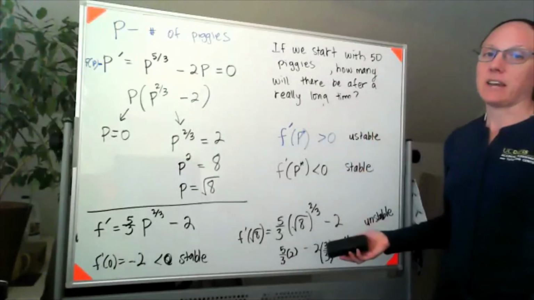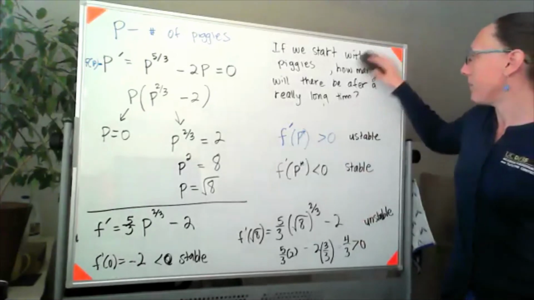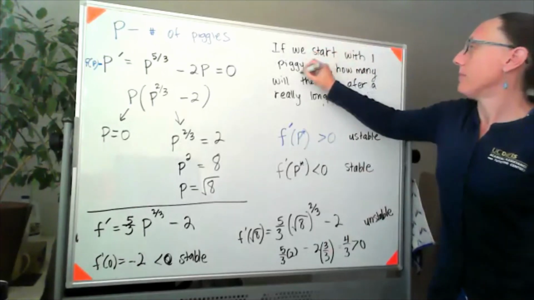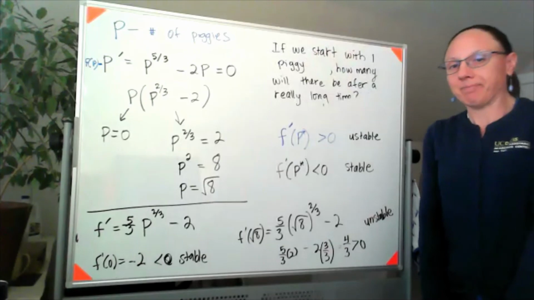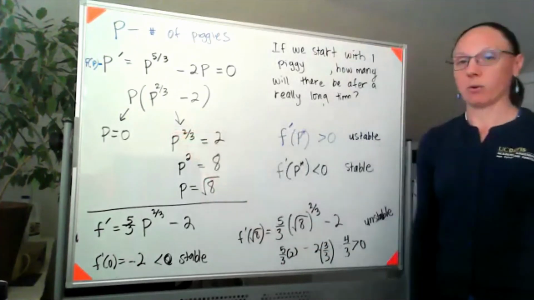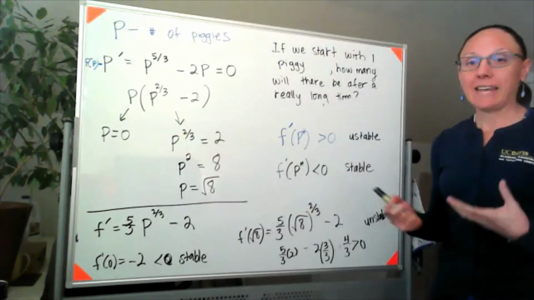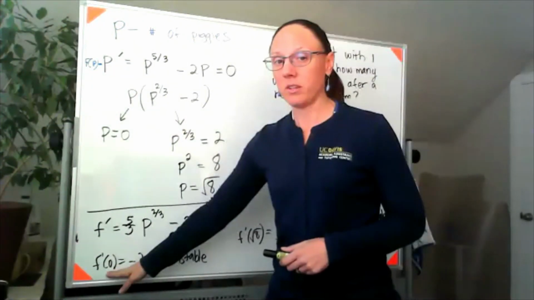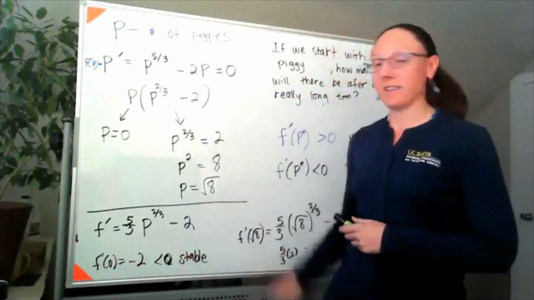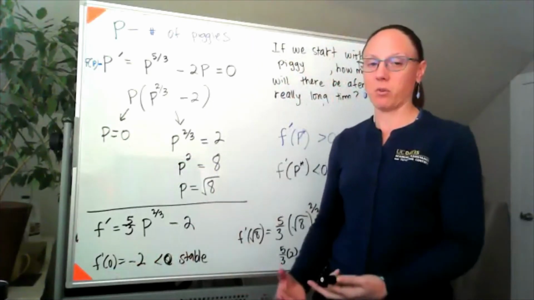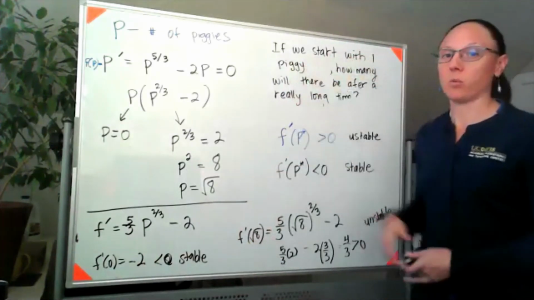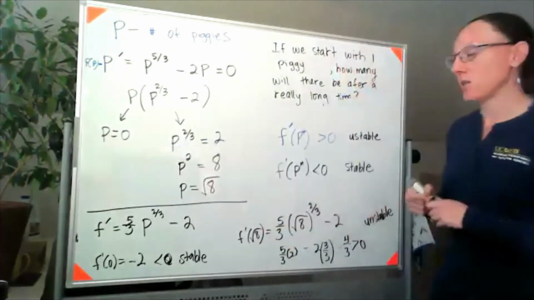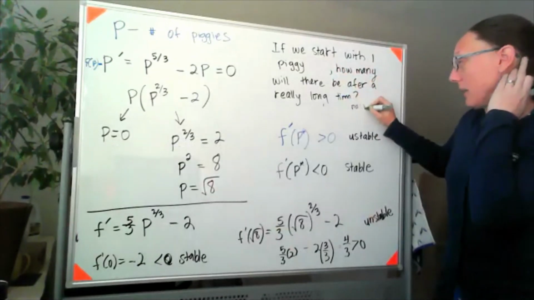Suppose that I had actually said, what if we start with 1 piggy? Well, if I start with 1 piggy, 1 is between 0 and the square root of 8. So then I would look, is one of those two a stable equilibrium? Since 0 is stable, I know that if I start between 0 and the square root of 8, I'm going to tend toward the stable equilibrium. So if we started off with only 1 piggy, we would unfortunately head to that stable equilibrium of 0. So after a really long time, we would have no piggies.